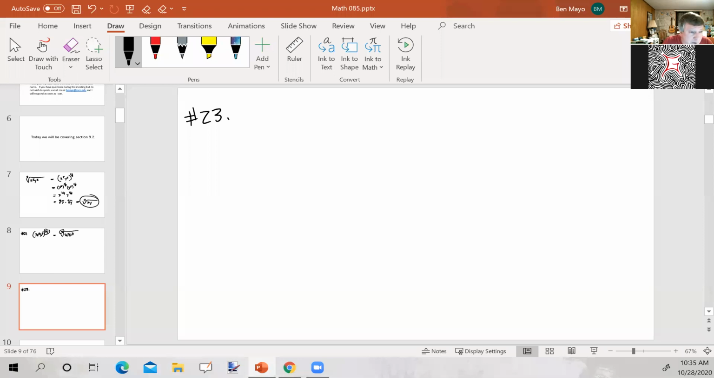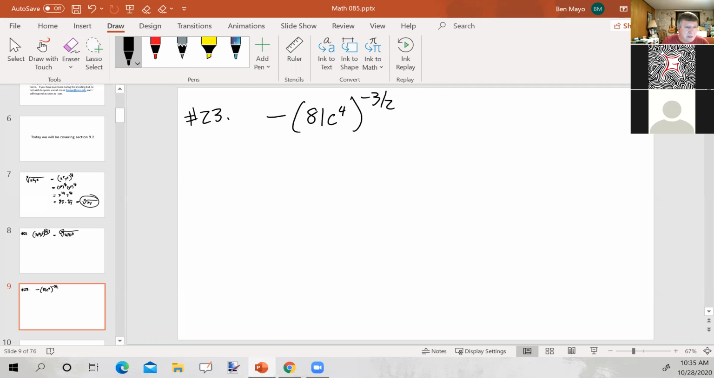It has the following: a negative sign in front of 81, c to the 4th power, all to the -3/2 power. It says simplify the expression, and it says the variable represents a positive real number. Okay, again, I'm looking at the student's work. It looks like they used a calculator to approximate something. Also, the answer should have only positive exponents. All right, so let's see what we've got here.